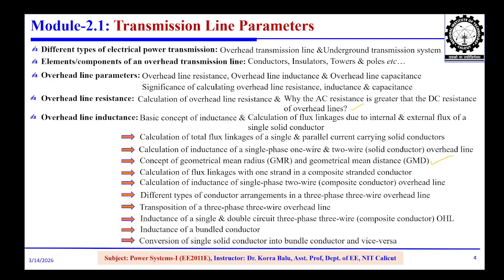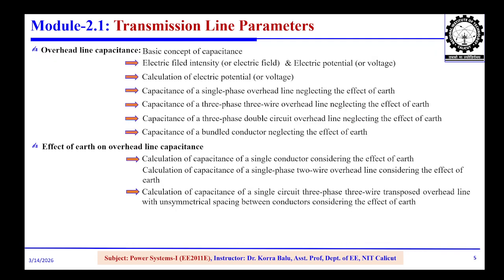So flat spacing, horizontal spacing, circular spacing, and triangular spacing, with symmetrical spacing and unsymmetrical spacing, we will see. Then we will move to the bundle conductors. We'll see the calculation of the inductance using the bundle conductor, and the conversion of a single solid conductor into a bundle conductor and vice versa. Under module 2.1, we'll then move forward to the calculation of the overhead line capacitance.